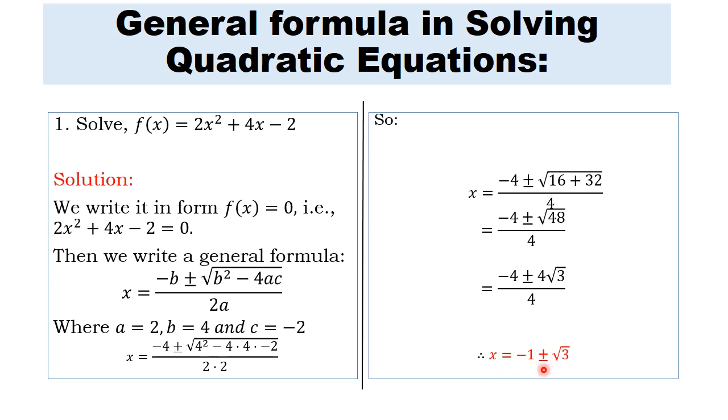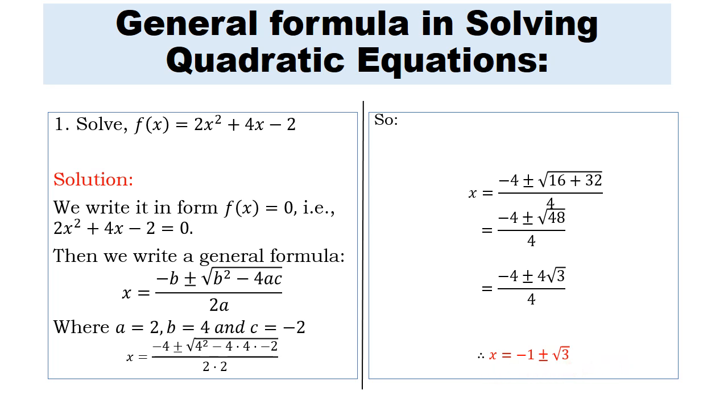So this is a combination of two solutions, because of this sign, there is a positive or minus. If you separate this, you're going to get -1 plus under root 3 and -1 minus under root 3. So this is your solution. You can write it as a combined solution like here, or you can write it as separate solutions.